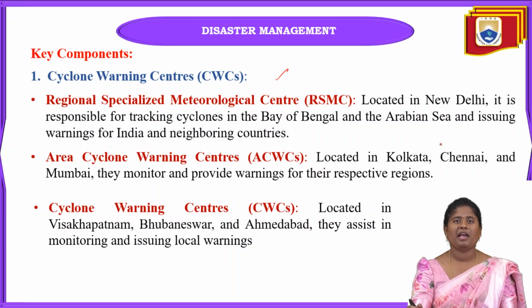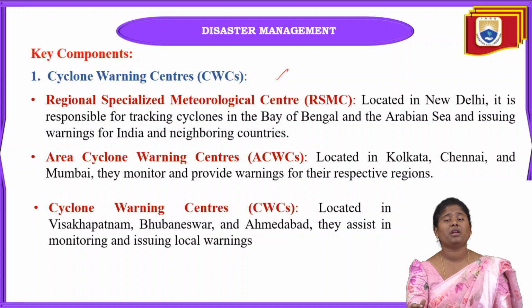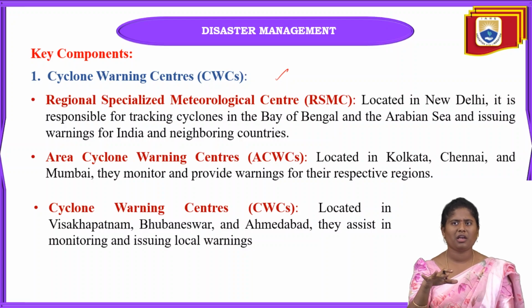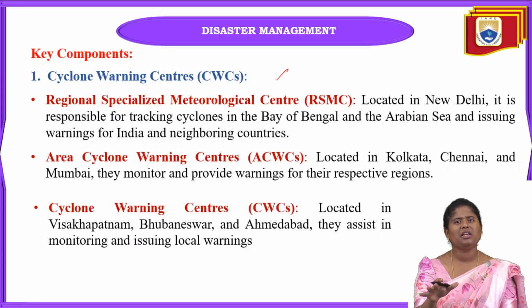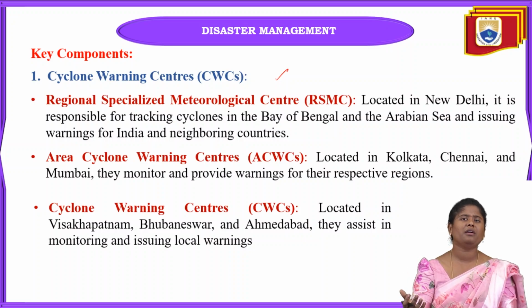And next one is area cyclone warning centers, and this one is present in Kolkata, Chennai and also Mumbai. They will monitor and also provide warnings for the respective regions, nearby Kolkata, Chennai and Mumbai. Of course, cyclones frequently happen in these areas, so they will provide immediate warnings to the government, and immediate action can be taken by the government at that time.